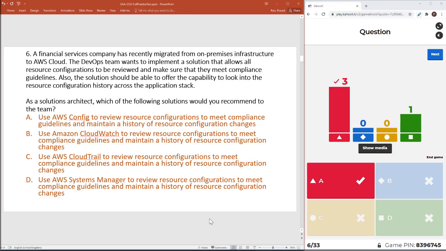Option D, Systems Manager, is mainly for monitoring and managing multiple devices, or multiple VMs, or even on-prem servers where you have the Systems Manager agent installed. But if you want to review the resource configurations and ensure the compliance is met, AWS Config is the service.